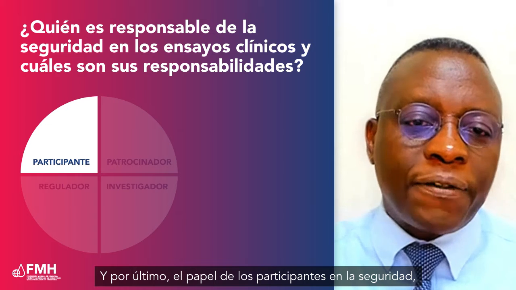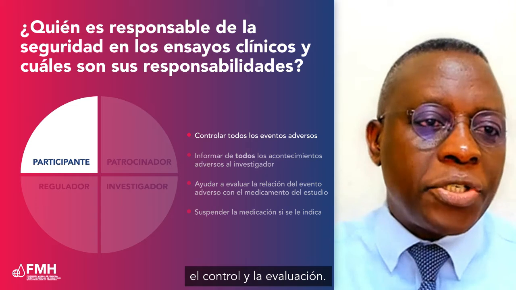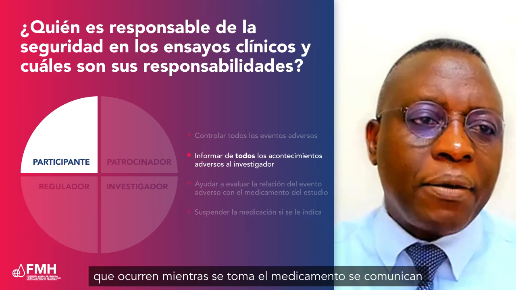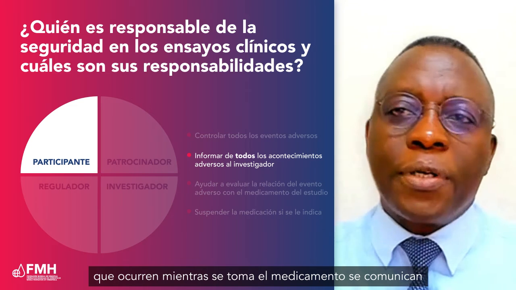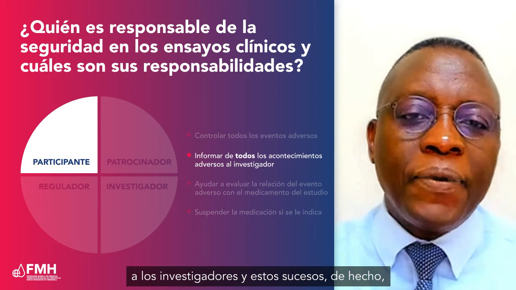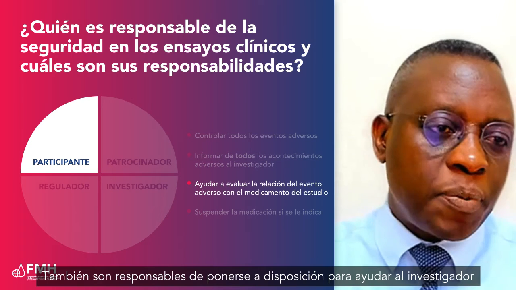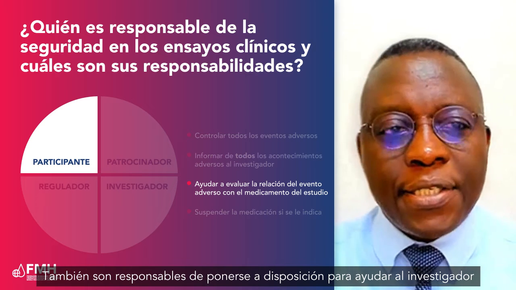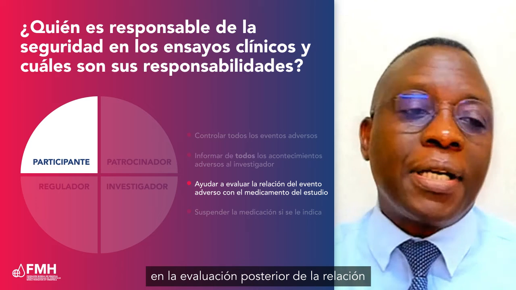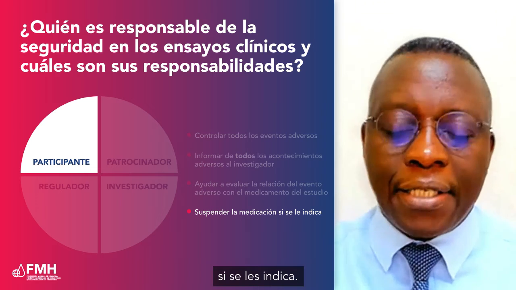And finally, the role of the participants in the safety monitoring and evaluation: their responsibility is to make sure that the events that happen whilst they were taking the drug are reported to the investigators, and these events are catalogued and actually acted upon. They are also responsible for availing themselves to assist the investigator in further evaluation of the relationship between the adverse events and the study drug. And of course, they should stop taking the drug if instructed to do so.